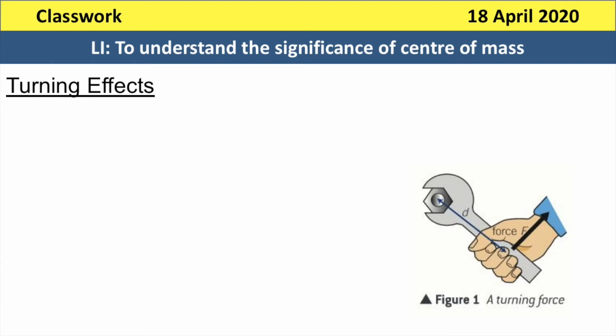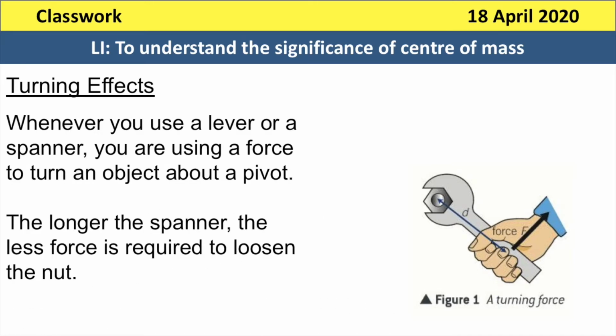So let's start off by recapping some turning effects. If you didn't do triple physics, it's likely that this is going to be the first occasion in which you've met the idea of turning and rotation effects with forces. So whenever you use a lever or a spanner, you are using a force to turn an object about a pivot. So if you take the example of that spanner turning the nut there, the centre of the nut will be the pivot about which the nut is being turned by the spanner.